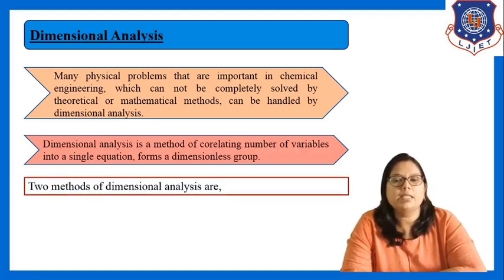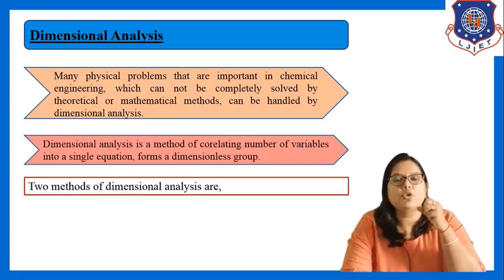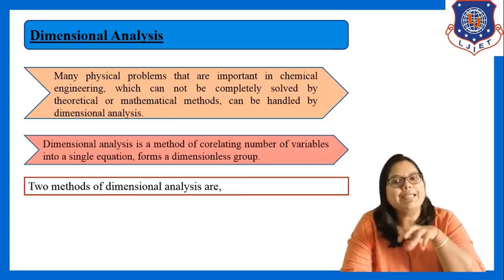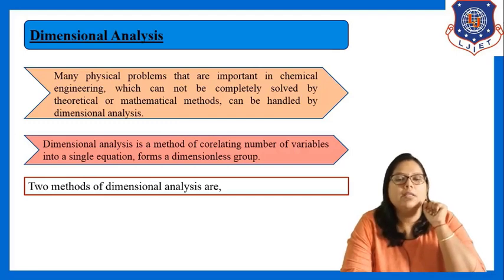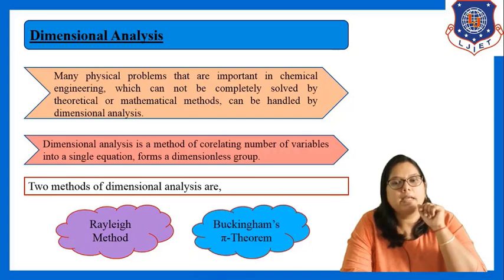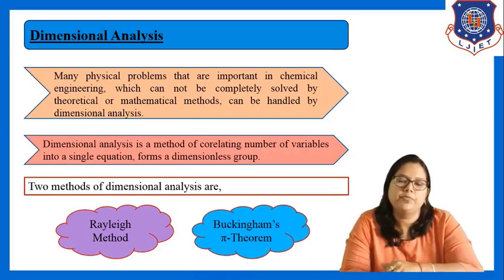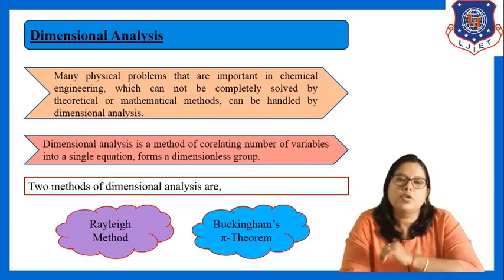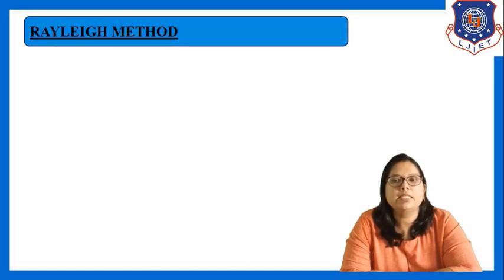Dimensional analysis has two methods. That means this dimensional analysis of correlating the number of variables into one group, which makes a dimensionless group, can be done by two methods: Rayleigh method and Buckingham's pi theorem. These are the two methods used in chemical engineering problems to solve dimensional analysis. We will see both methods in today's session. So let us start with the first method, which is the Rayleigh method.